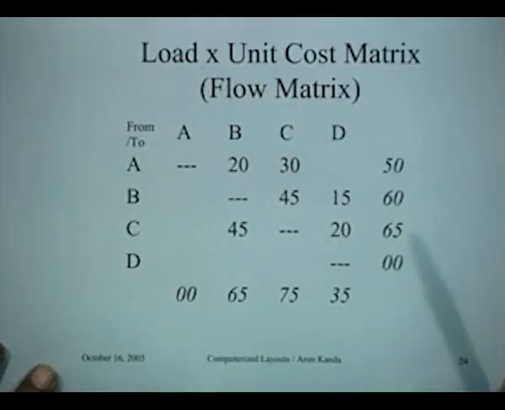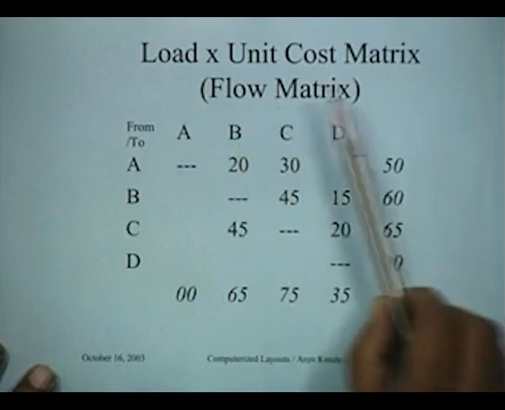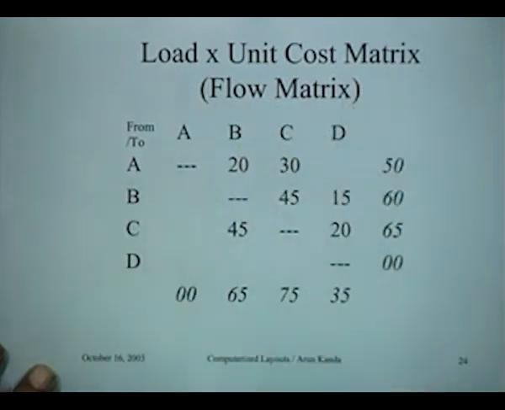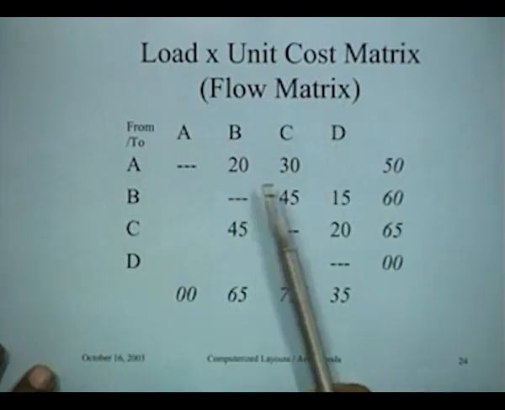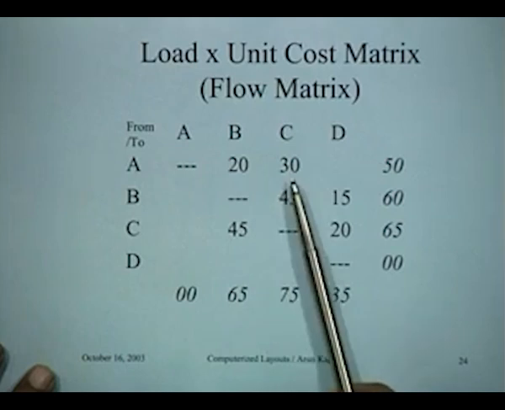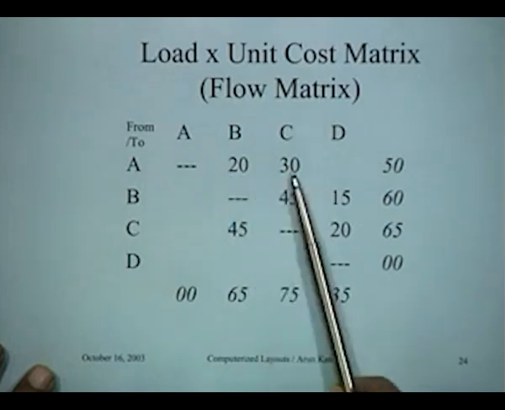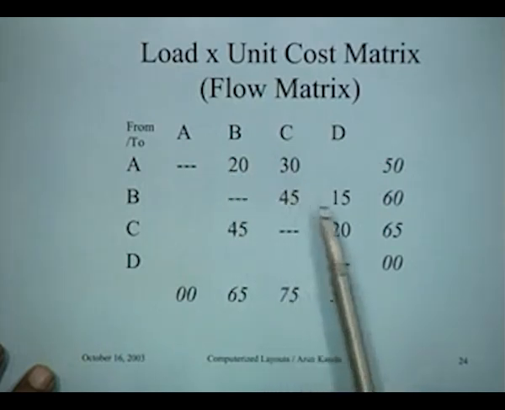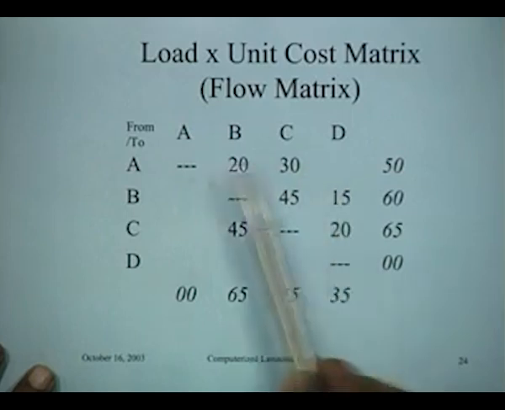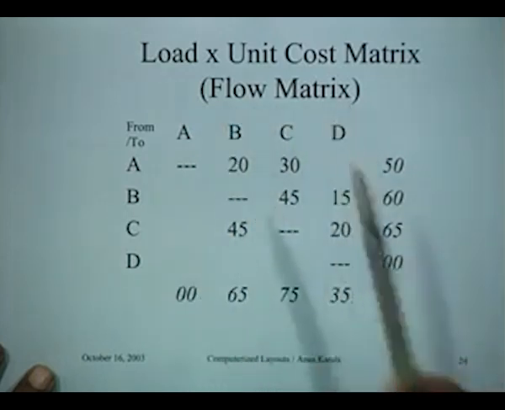So what we do is construct a matrix by multiplying the load with the unit cost matrix, multiplying element to element. So what will happen is, this was 2015, so because the cost here was 2, this becomes 30. So 20, 30, 45, 15, 45, 20 is what we call the flow matrix.